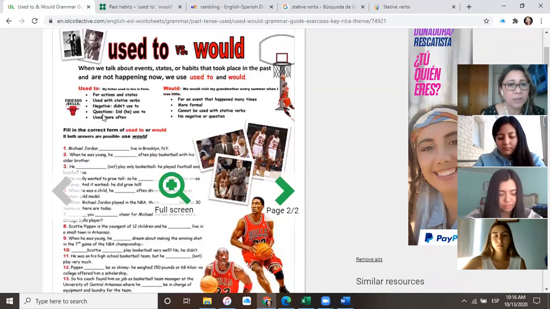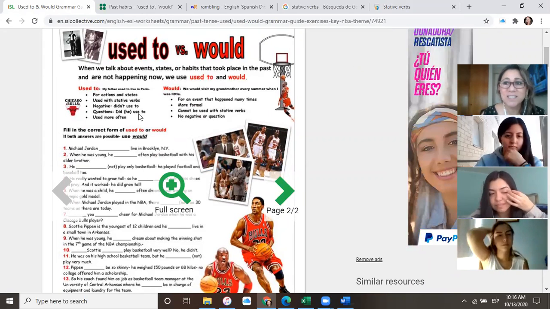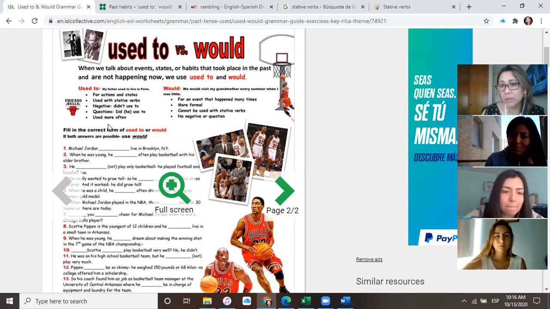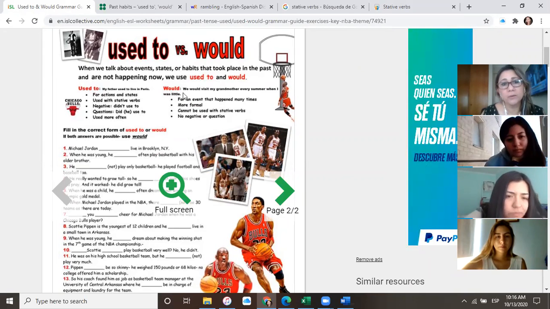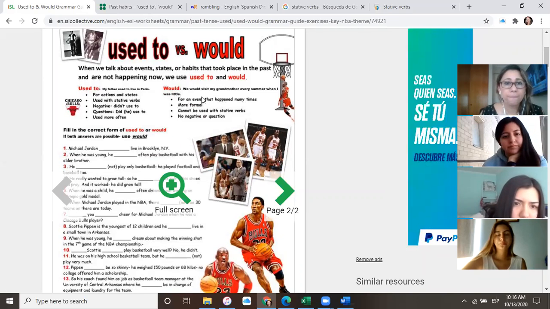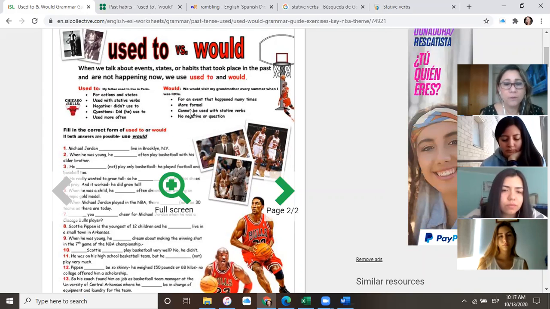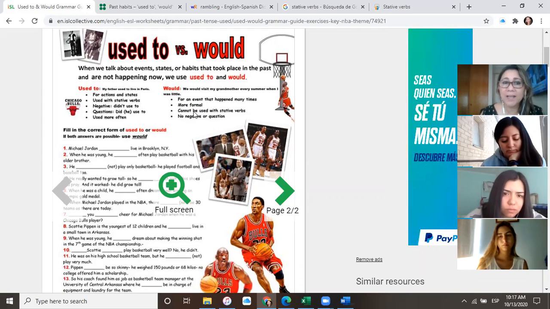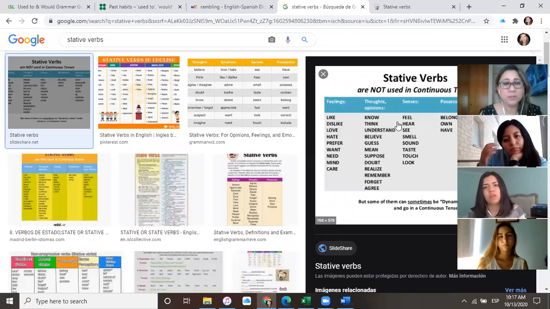So in the questions, remember that here you put use, not used, not D. It's like the typical rule for the past tense, okay? And yes, used to is used more often than would. Would is not so common, but it's used. You use would for an event that happened many times. It's more formal. It cannot be used with stative verbs, yes.